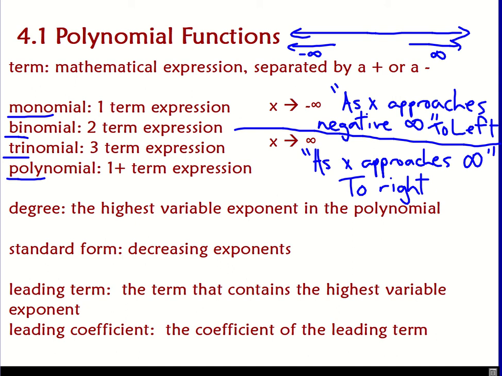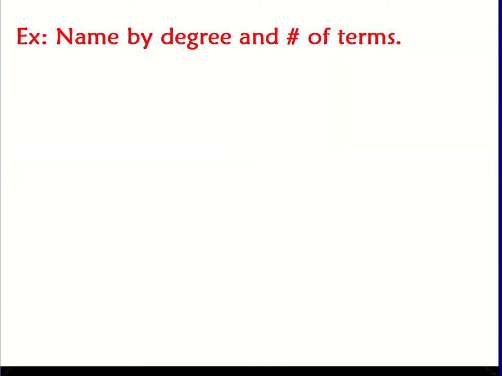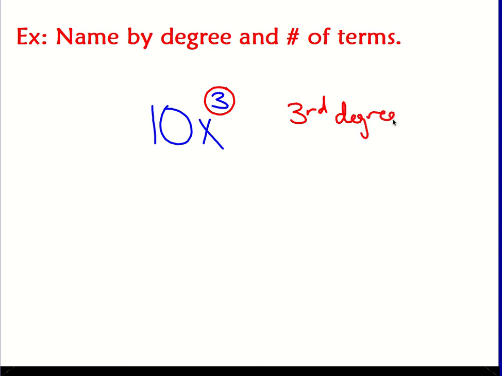So those are your vocabulary words for the day. Let's do some examples to make sure that you understand what those mean. So first we have name by the degree and the number of terms. So if I write 10x to the third power, then I would look at the degree, and I would say the degree is the highest exponent, which in this case is the only one, which is 3. So this is a third degree. And then I also have to name it by the number of terms. This is only one term, so this is a third degree monomial.